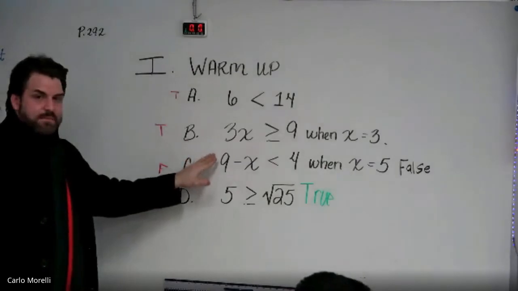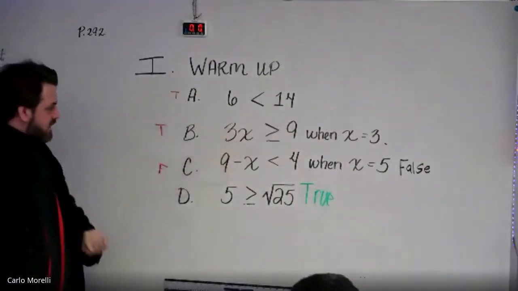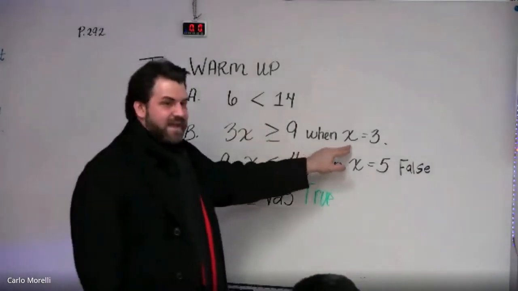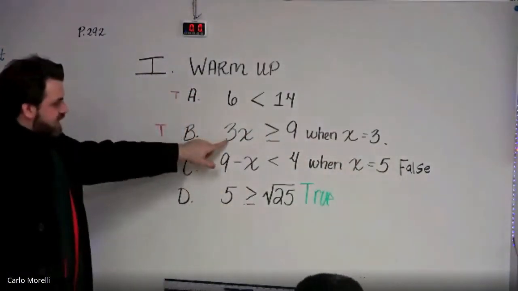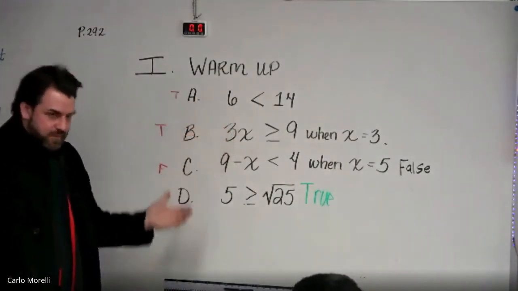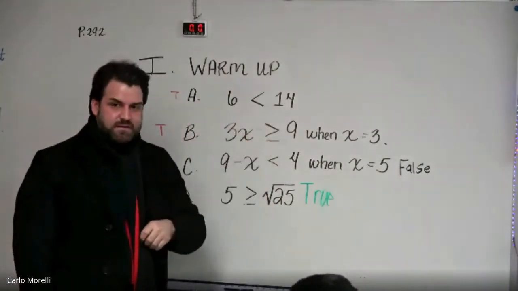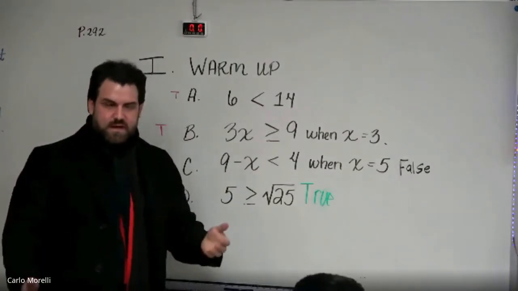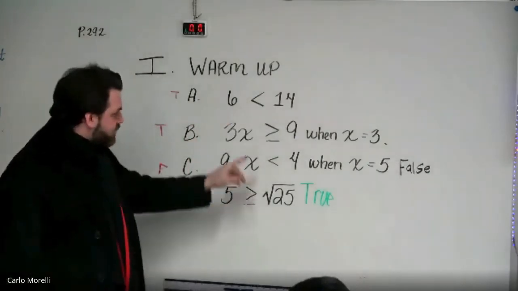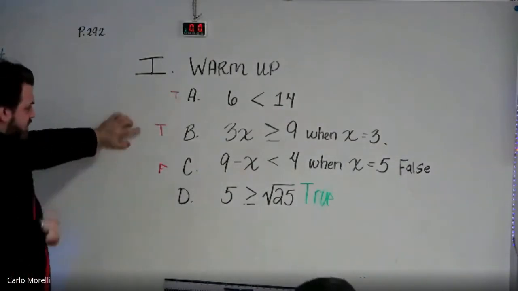Now, this was a little more complicated because it involves substituting the 3 in for the x. So it's: is 3x greater than or equal to 9 when x equals 3? So we have to say, well, 3 times 3 is, what's 3 times 3? 9. Is 9 greater than or equal to 9? Yeah, because there's an "or" there. 9 is not greater than 9, but 9 is equal to 9, so that's true. Therefore, B is right. So, TJ, good job. You even had one second to do it, and you got this right.